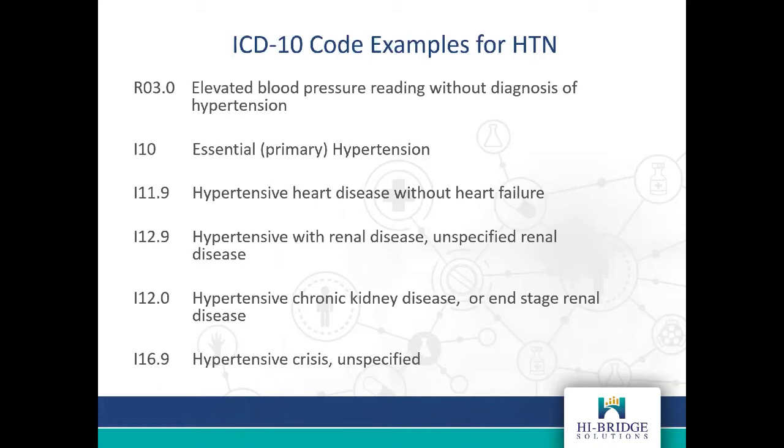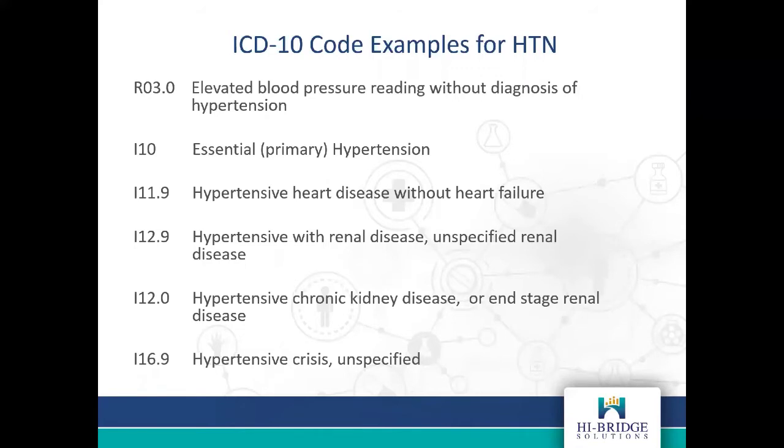The other diagnosis is the primary code that most providers use, I-10, to diagnose most patients that have hypertension or are being seen and providing ongoing treatment. I-11.9, this is a hypertensive heart disease without heart failure. So most of these codes will probably be used in a cardiology setting, probably also in primary care. I-12.9 is a hypertensive with renal disease, unspecified renal disease. So these, of course, will be used in hypertension and nephrology offices. These are some of the codes they will use, along with the other one, I-12.0. Hypertensive chronic kidney disease or end-stage renal disease.